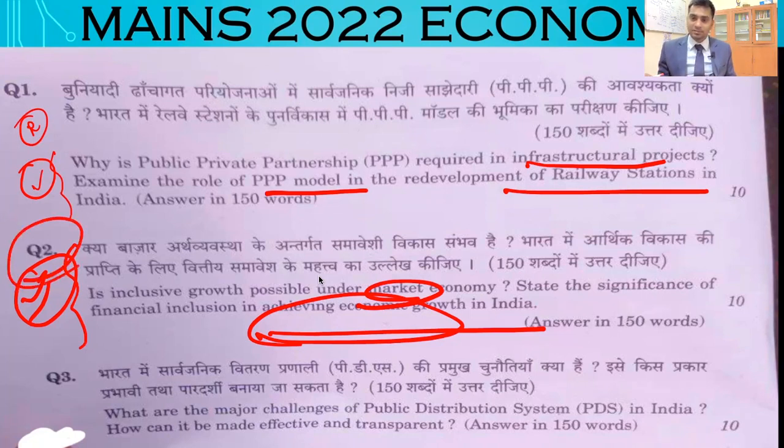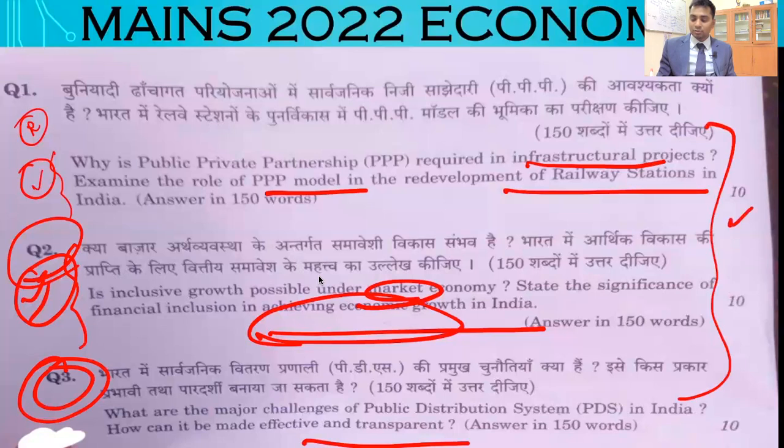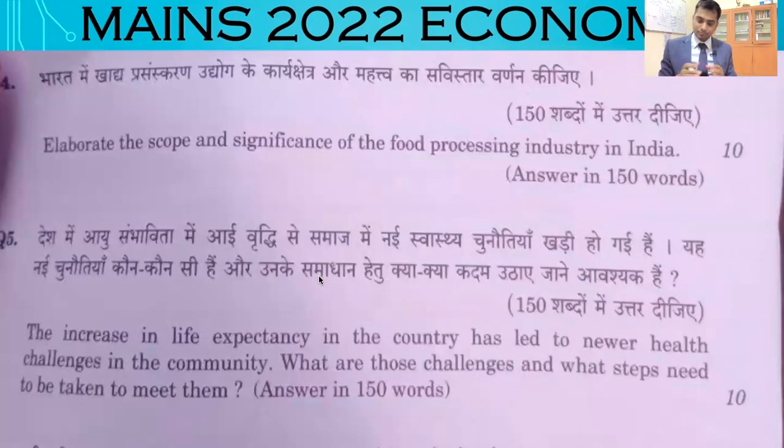What are the major challenges of public distribution system in India? How can it be made effective and transparent? Again, as I said, PDS, food processing industries. These are expected questions. And again, the beauty of this question is that it is a repetitive question. In the last 8 years, all these questions were repeated in terms. In the same sentence, they were repeated and they were asked.